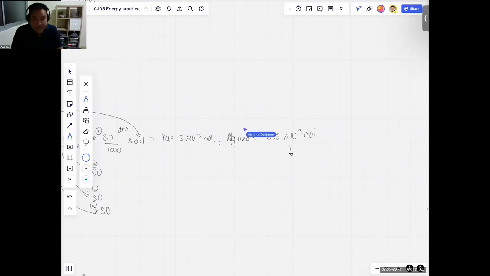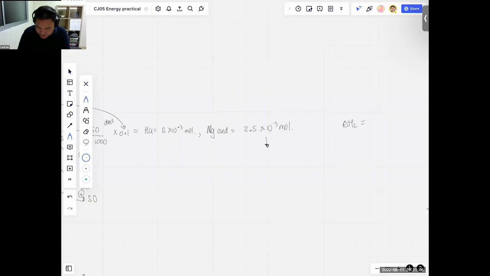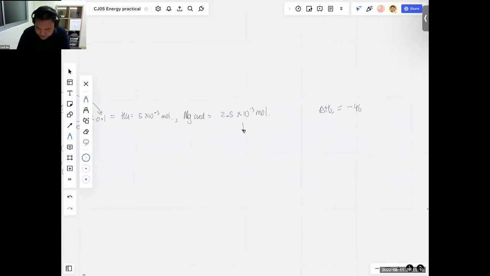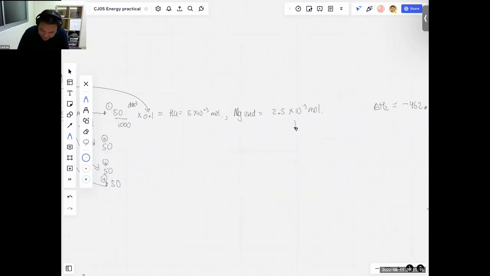Times 24. I'll try to check. Okay, magnesium and hydrochloric acid. Oh, the answer, okay, this one, delta H, according to internet, is negative 462.5 kilojoule per mole. How many gram here?